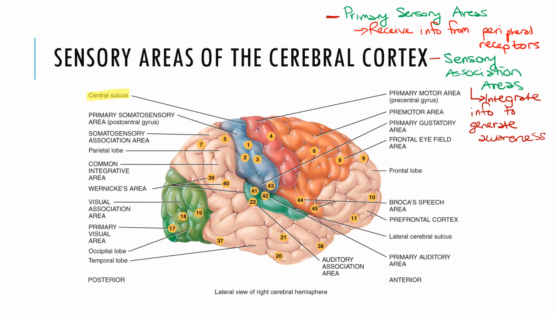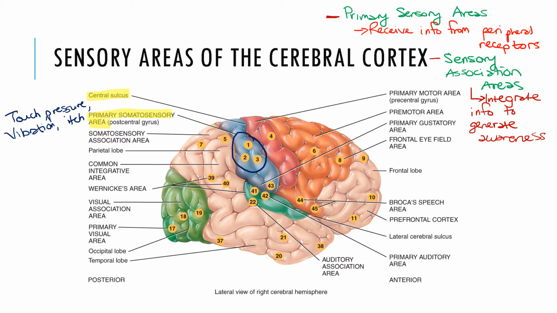So first we're going to look at these primary somatosensory areas. These are going to be numbers 1, 2, and 3 just here. These are located directly posterior to the central sulcus, and it receives impulses for touch, pressure, vibration, itch, etc.